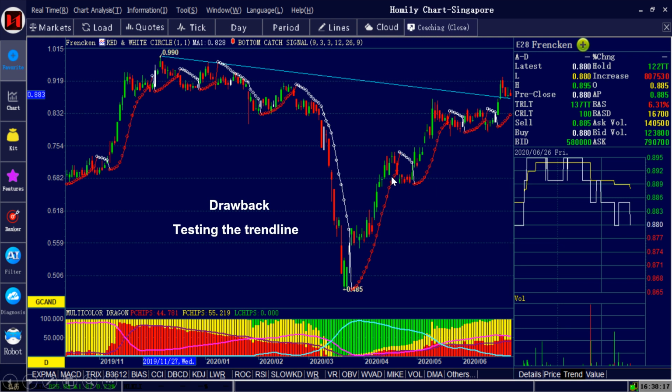And after this sideways and sideways breakout, the retrace is also above both the trend line and this box area. So I think still bullish. So if you have the position, you can still hold.